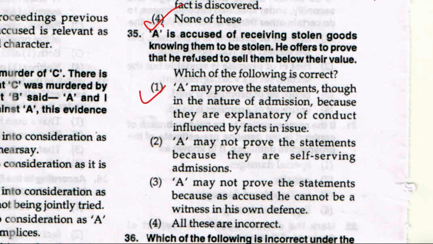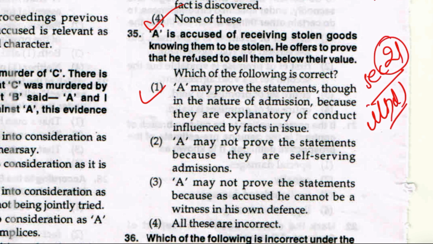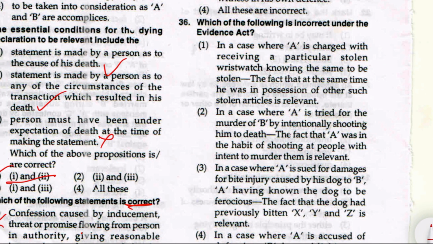Option number 1. It is mentioned in section 21, and it is basically illustration D of section 21. And what does section 21 talk about? It talks about the proof of admission against persons making them. Come to question number 36.